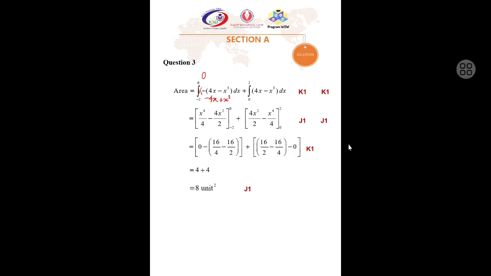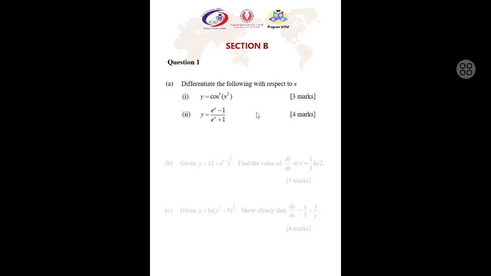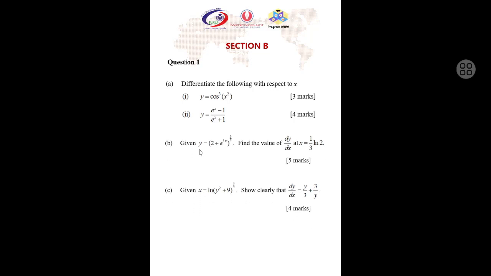Okay, now let's take a look at section B, whereby we have a total of 7 questions, question 1 until question 7 for section B. So let's take a look at the first question. Question 1, section B. So A, they want you to differentiate the following with respect to x. And then B, they give you a function.